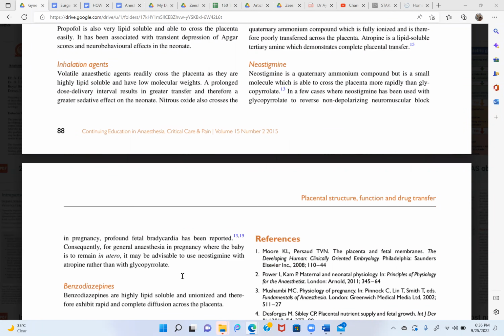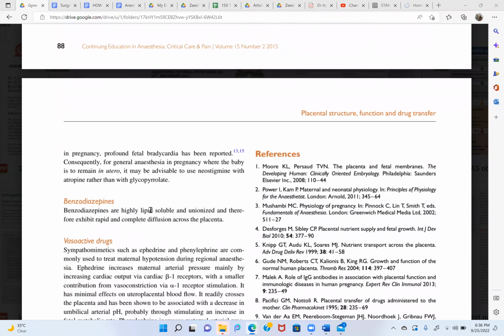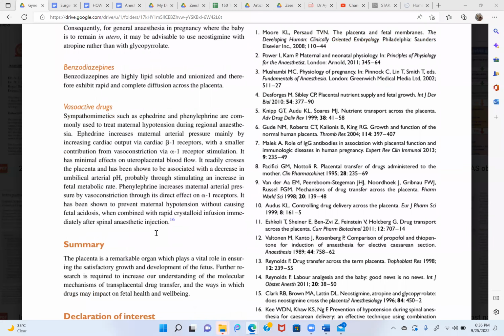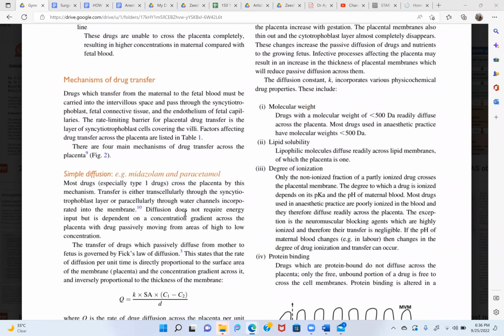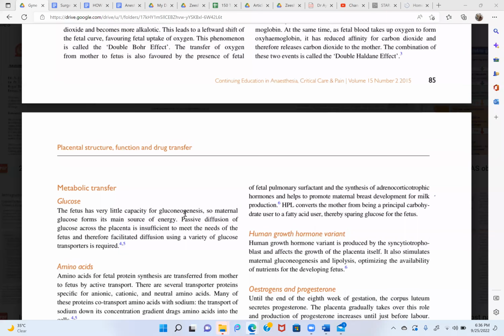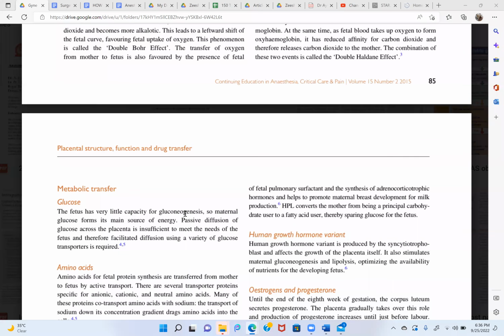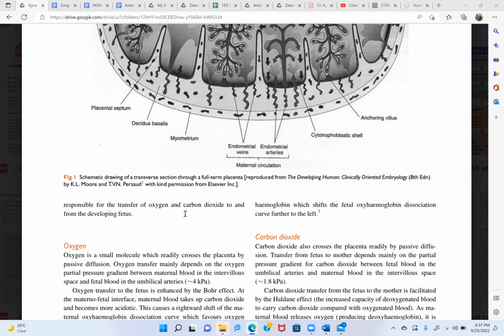Okay, so you see, that's what you were telling me. It may be advisable to use neostigmine with atropine rather than glycopyrrolate. Okay. So benzodiazepines are highly lipid soluble and unionized, so they will cross, and they can cause respiratory depression in babies. But all this stuff, actually, this is an article on placental drug transfer. So these are mainly related to obstetric surgery rather than any other surgery. Okay. So I will come back.